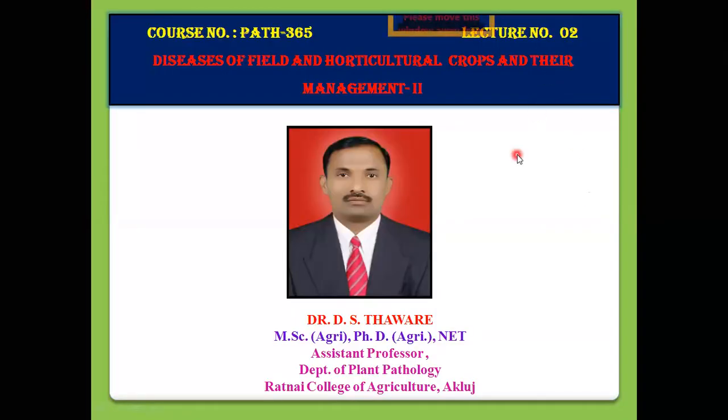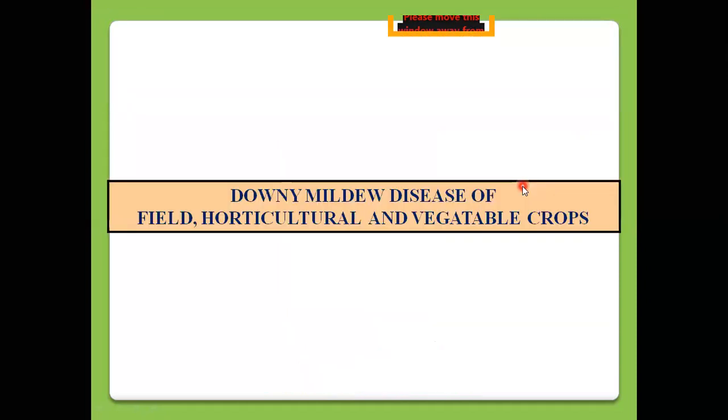Okay. Welcome to the second lecture of course number PATH-365, that is the diseases of field and horticultural crops and their management. In today's lecture, we will discuss downy mildew disease of field and horticultural crops and also vegetable crops.